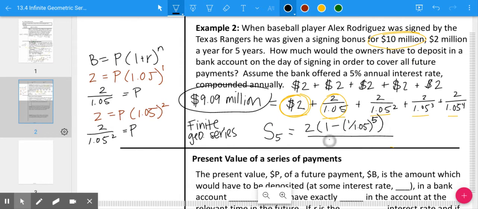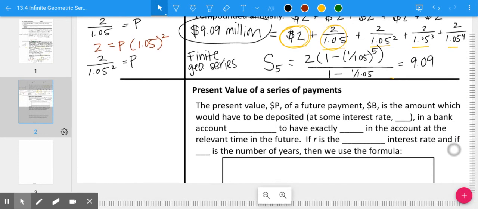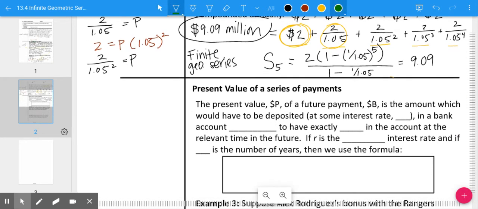And I put it over 1 minus R again, 1 over 1.05. And if I type all that in on my calculator, I should get the same amount, the $9.09 million. So let's talk about this concept and let's apply this to an infinite problem. This concept up here is what we call present value. Present value is what do I need now for a future payment?